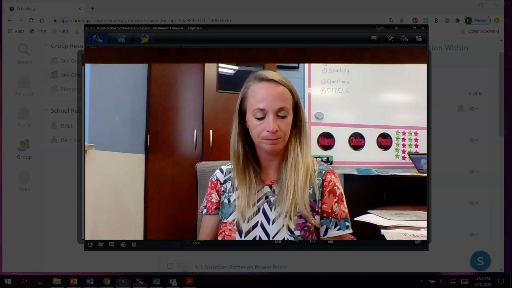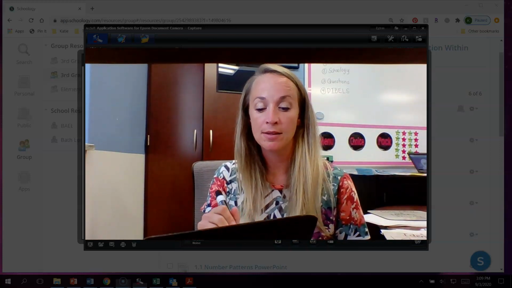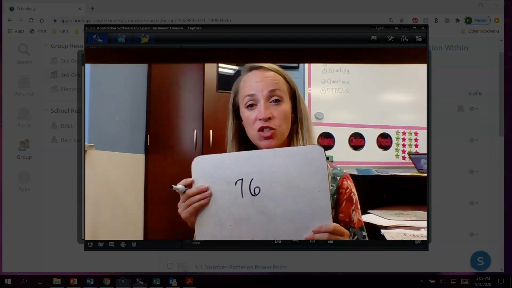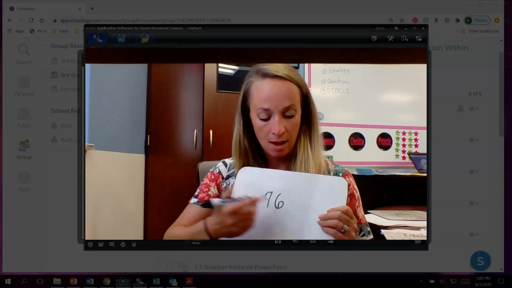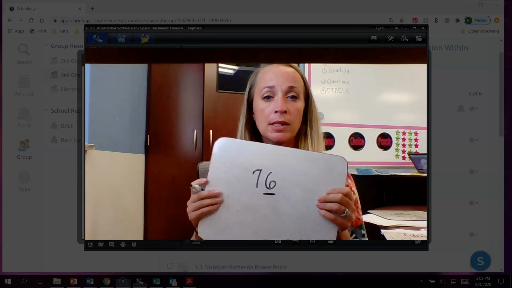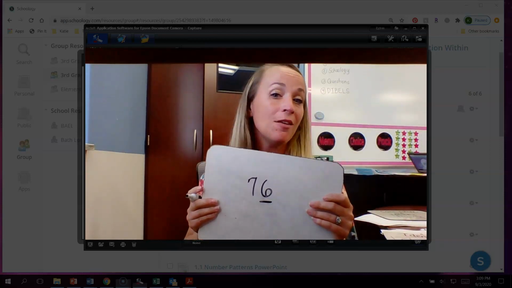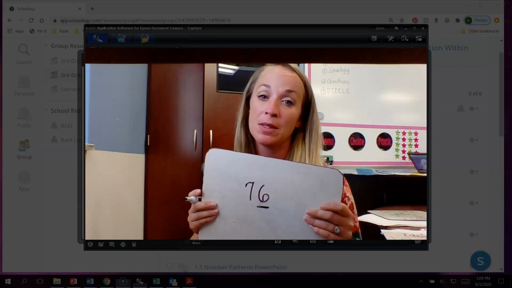Let's try another one. Let's write the number 76. Well, which digit would I look at to decide if it's even or odd? I would look at the number in the ones place. The 6 is in the ones place. Remember, even numbers you count by 2s. Odd numbers are the numbers in between.